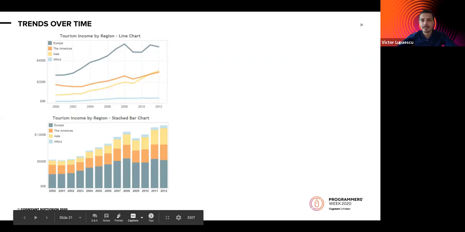It's really easy here to see that in 2009, the overall tourist income dropped. You might have deduced it from the other chart because the Americas had a huge drop. But again, it's a matter of guessing or trying to make sense of the data. Here it's pretty clear. It definitely dropped in 2009. It was the economic crisis. It was pretty clear.